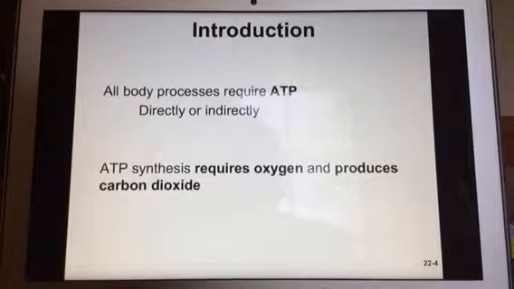So basically the reasoning for needing a respiratory system is that all body processes require ATP, which is our body's energy currency, either directly or indirectly. And to make ATP, each cell requires oxygen and produces carbon dioxide in the process of cellular respiration. So if each of our cells need all of that, then we better find a way to get it there.